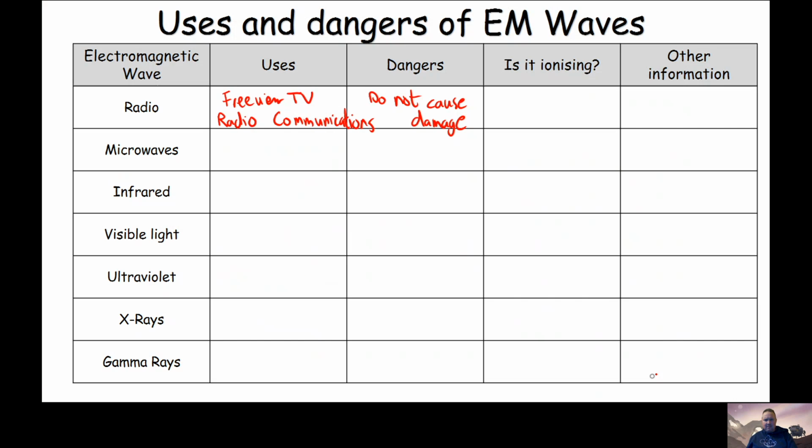So let's have a look. I can go back to my table. And is it ionizing? Nope, nothing in that fact sheet said it was ionizing. Other information, they can be reflected. So I can fit that in. They can be reflected, and they travel easily through the air. You can type this much neater than me. We'll just about squeeze that in. So you can see how I filled in all the information about radio waves by using my fact sheet.